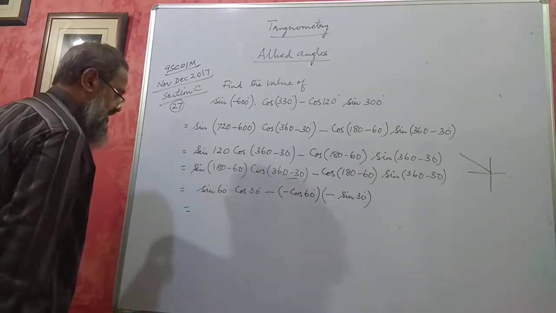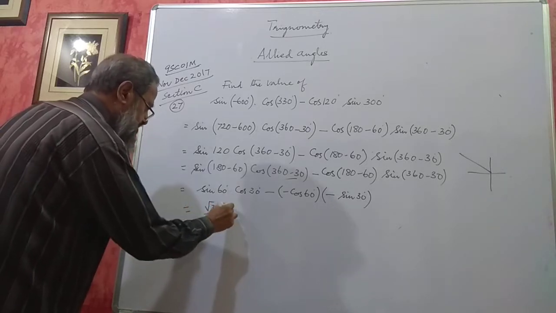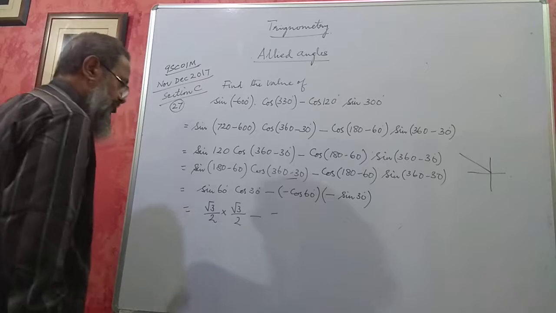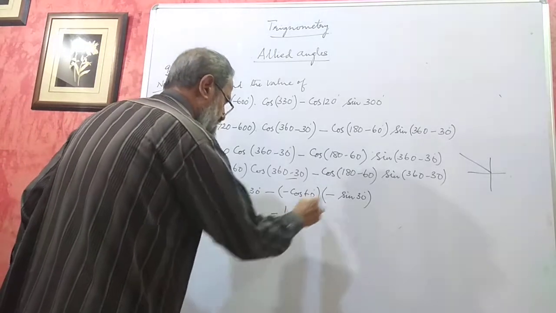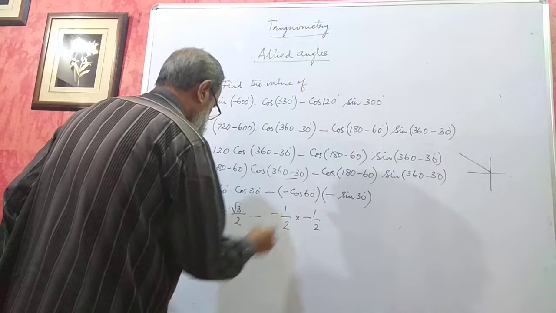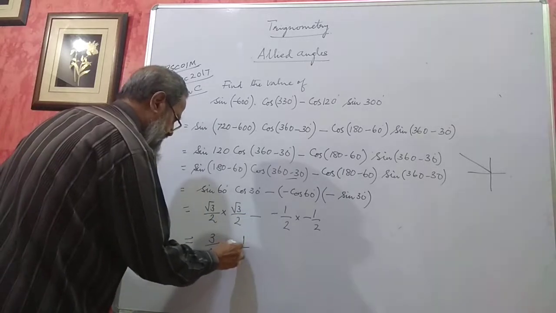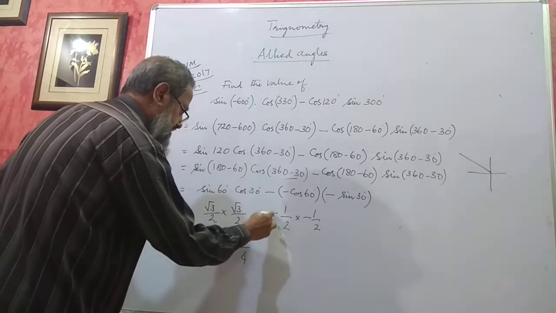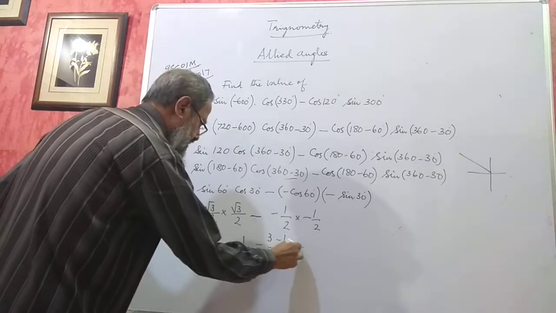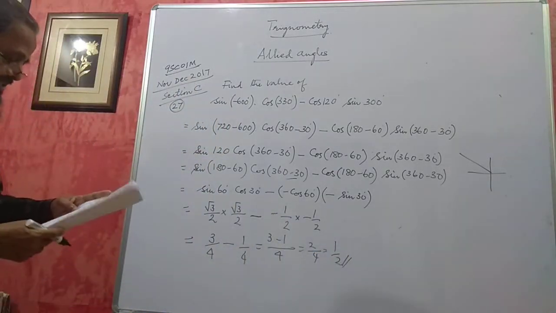So sin 60 is root 3 by 2, cos 30 is also root 3 by 2, minus cos 60 is minus half, into minus sin 30, which is also minus half. Minus into minus becomes plus. So 3 by 4 minus 1 by 4, 4 is the LCM, 3 minus 1 is 2 by 4, that becomes half. Half is the answer. It carries 5 marks.